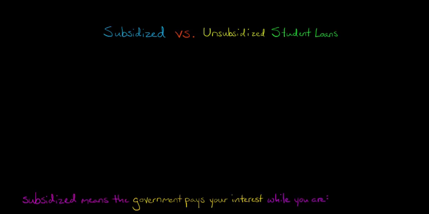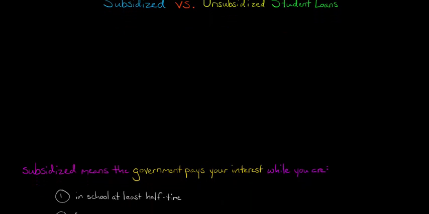choose between them. The reason that subsidized loans are so much better is that with subsidized loans, the government will pay your interest while you're in school at least half time. So if you're taking at least half the amount of credits to be full time, then the government will pay your interest while you're in school, or if you're in your grace period. After you graduate and leave school, you get six months before you have to start repaying your student loans. During that time, the government would pay your interest. And also if you go into deferment for your loans.